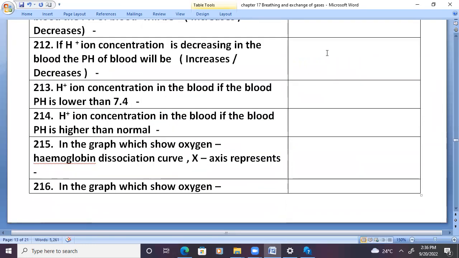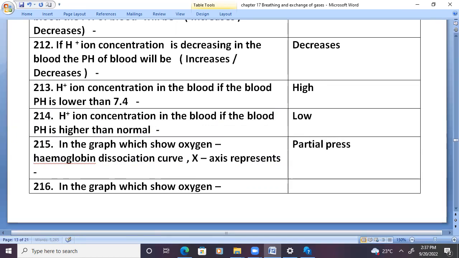If H+ ion concentration is decreasing, the pH of blood increases. If hydrogen ion concentration is increasing in the blood, the pH of blood decreases, that means it becomes acidic. If the blood pH is lower than 7.4, that means hydrogen ion concentration is high. If the blood pH is higher than normal, hydrogen ion concentration is low.